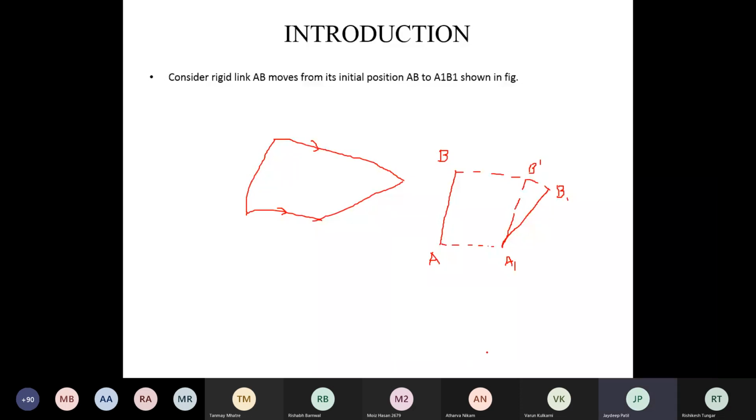Okay, what happened? We consider the link AB moves from AB to A1 B1. We consider only one motion. Now that motion is your rotary motion. When there is a rotary motion, that link moves with respect to one of the points or the center. That link moves with respect to one center. Now that center is known as the instantaneous center of rotation, or ICR. That center is known as the center of rotation of that link.